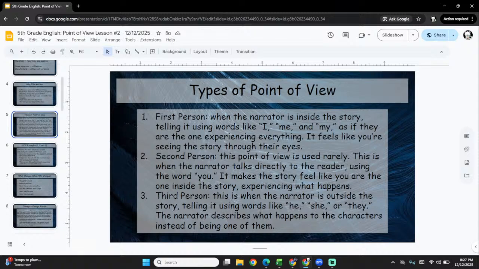Then the third point of view, if you're talking about someone else, you'll say he went to the park, or you'll say she went to the park. That is the third one. In the first one you will use I, in the second one you will use you, and in the third one you will use he, she, or they. I went to the park is the first one. You went to the park is the second one, and he went to the park is the third one.